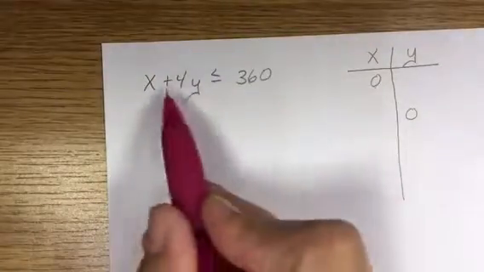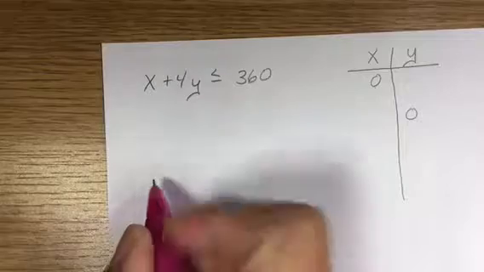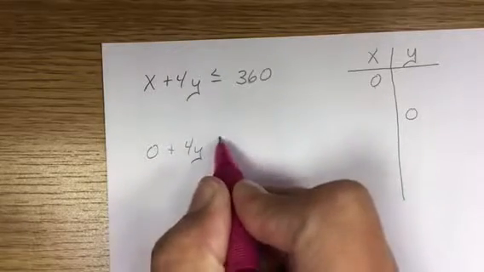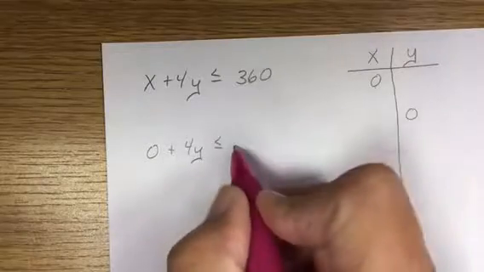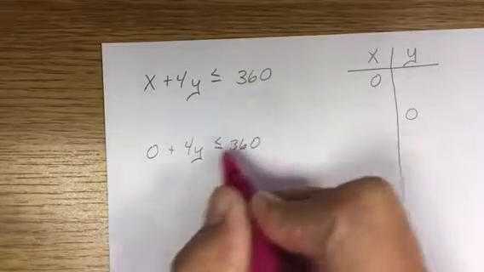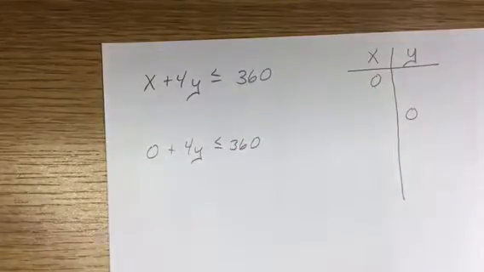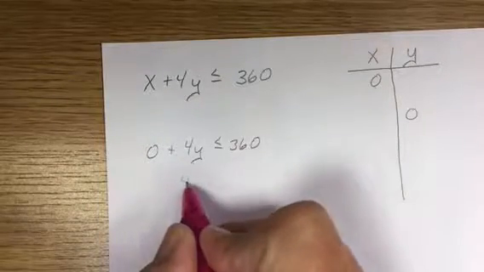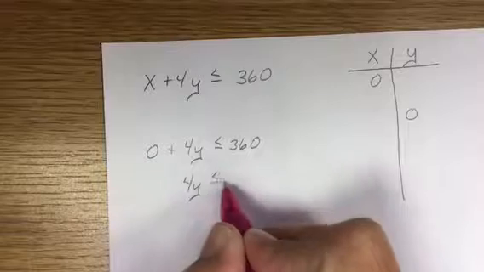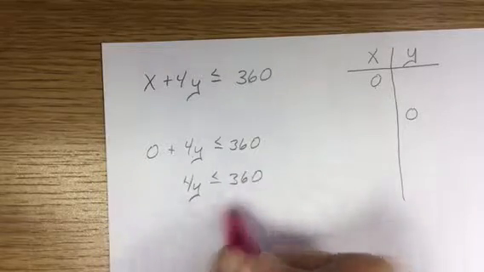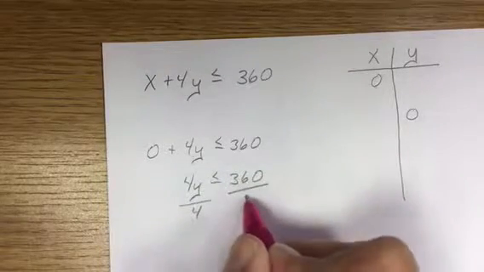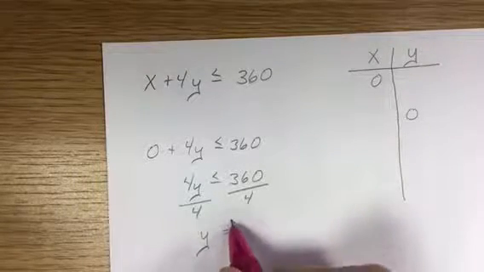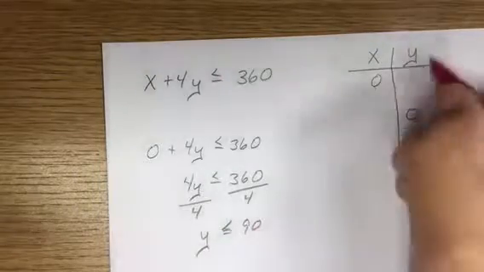So the first thing to do is plug in a 0 for the x and you solve for y. So I get 0 plus 4y less than or equal to 360. We treat this as if this is an equals because you're solving for a point. Well, 0 plus 4y leaves us 4y. Divide by 4. So y is 90.